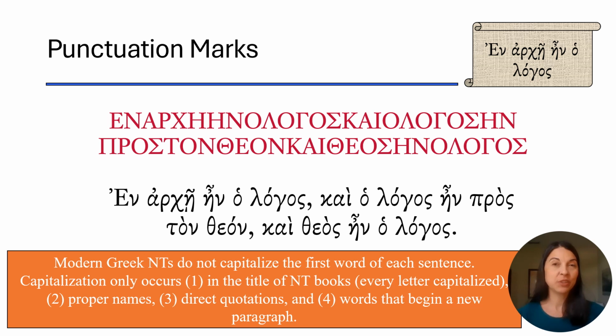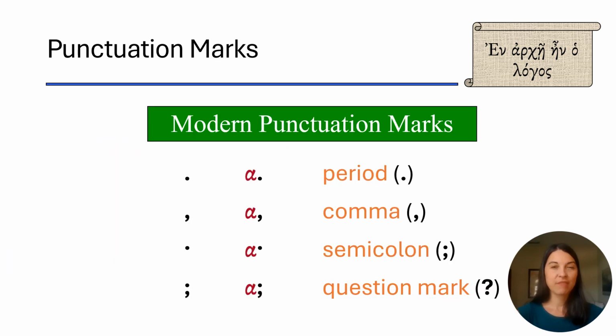Modern Greek New Testaments do not capitalize the first word of every sentence. Capitalization is only occurring in the title of the New Testament books, where every letter is capitalized, whenever you encounter a proper name, and when a quotation begins, and then words that begin a new paragraph. So most of the time when you are reading your Greek New Testament, you're going to be looking at lowercase letters. Thankfully, the period and the comma are just the same as you would use them in English.